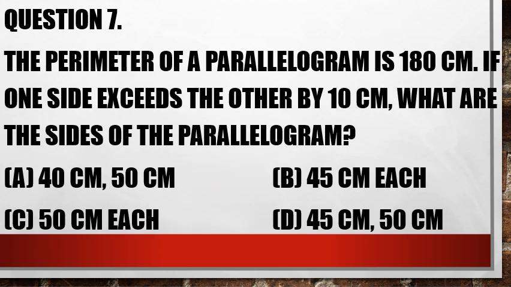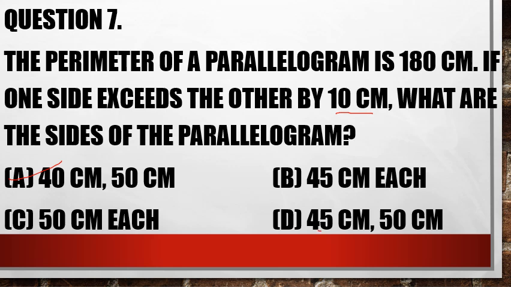The perimeter of a parallelogram is 180 centimeter. If one side exceeds the other by 10 centimeter, what are the sides of the parallelogram? Here you can see that only this option will be correct, others will not be correct. Without solving this problem, we can easily say that this option is correct. In the second, both sides are 45, but here it is said that one side is greater than the other by 10 centimeters, so it will not be true.